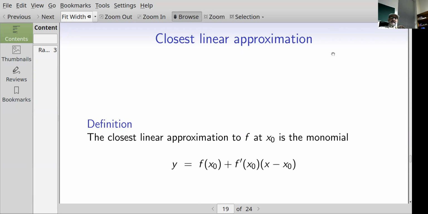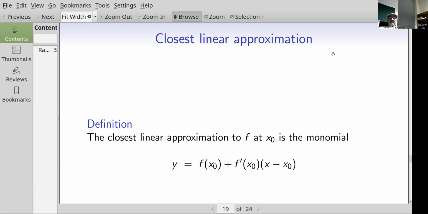So that's a few examples. We'll see more rules for calculating derivatives later, such that we don't always have to go back to doing the limit definition of derivative. The idea of derivative is also closely related to the idea of closest linear approximation.